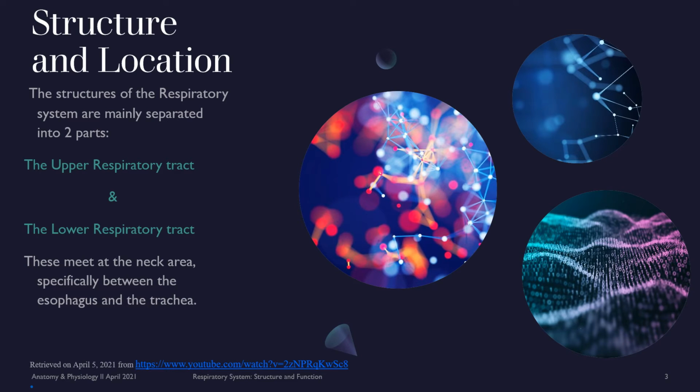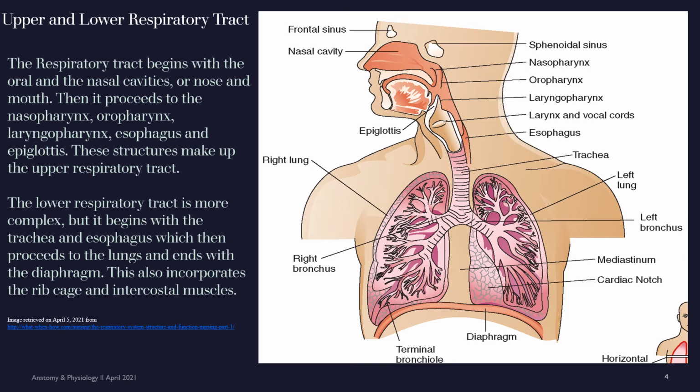Now we will talk about the structures and locations of the respiratory system. The structures of the system are mainly separated into two parts, the upper respiratory tract and the lower respiratory tract, which meet at the neck area, specifically somewhere in the space between the esophagus and the trachea. Here we see a picture of the upper and lower respiratory tract.